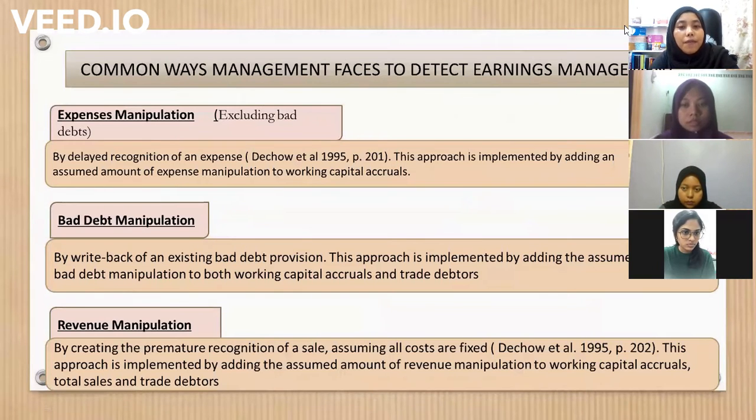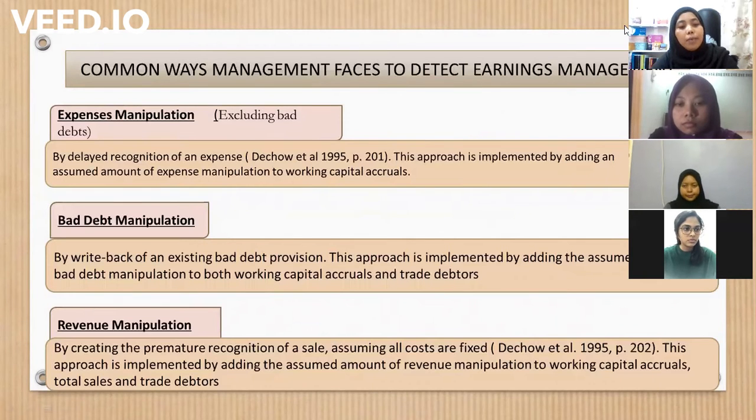So a common way to detect earnings management is by expenses manipulation. Expenses manipulation, excluding bad debt, is done by delaying the recognition of an expense. It was stated by Dechow et al., 1995, page 201. This approach is implemented by adding an assumed amount of expenses manipulation to working capital accruals. Bad debt manipulation is done by writing back an existing bad debt provision. This approach is implemented by adding the assumed amount of bad debt manipulation to both working capital accruals and trade debtors.